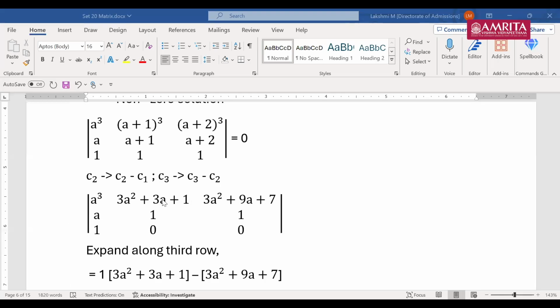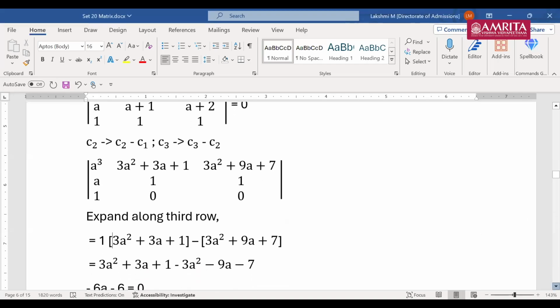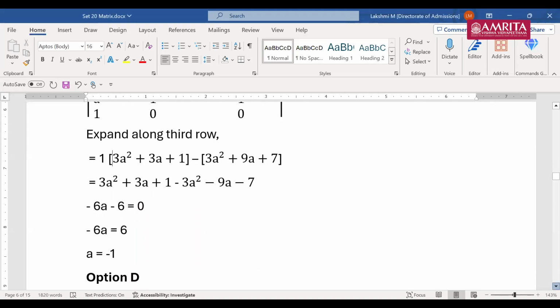It's 3A square plus 3A plus 1 minus 3A square minus 9A minus 7. Very simple expansion which turns into a small equation and you have the answer. So this is 3A square plus 3A plus 1 minus 3A square minus 9A minus 7, that is minus 6A minus 6 equal to 0. So 6A equal to minus 6, A is equal to minus 1. That is option D. I think the majority has given option D only. I'll just show you the question once again.